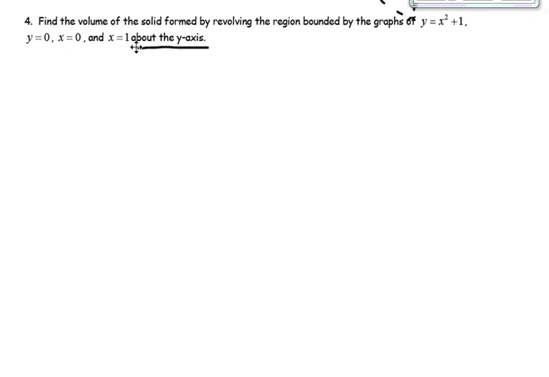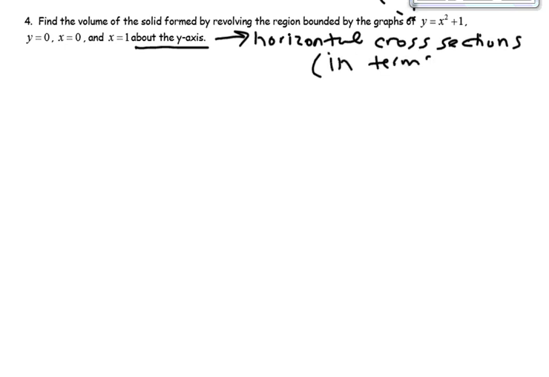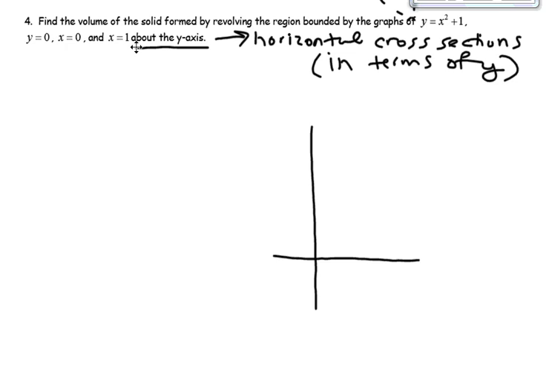So that means we're going to take horizontal cross sections. Since the y axis is vertical, that means horizontal cross sections. In other words, everything is going to be in terms of y. Okay. All right, so let's graph this really quickly. x squared plus 1 bounded by the x-axis, y-axis, and x equals 1. So we'll have something that looks like that.